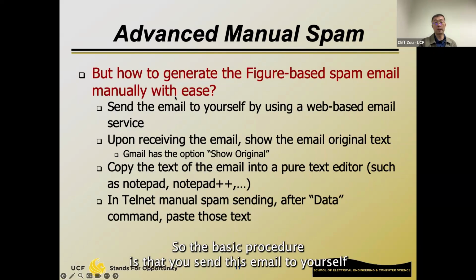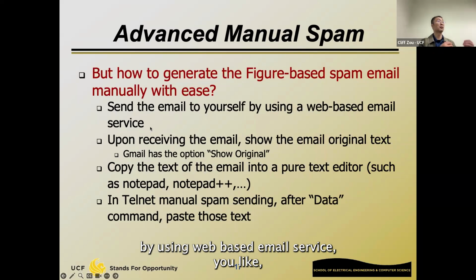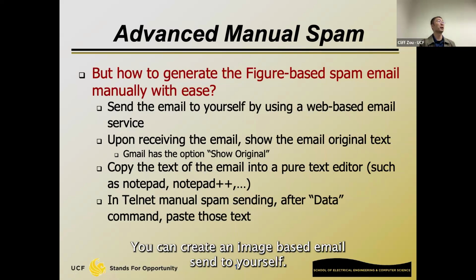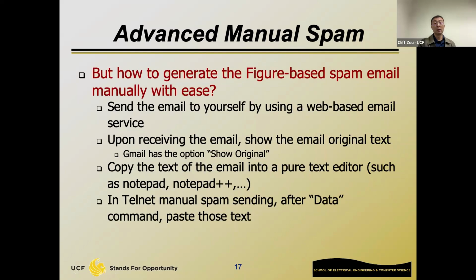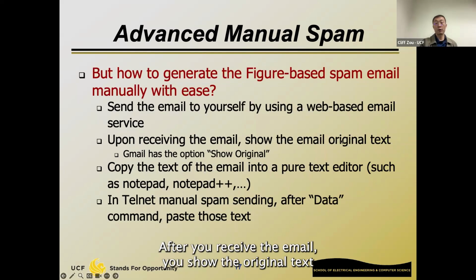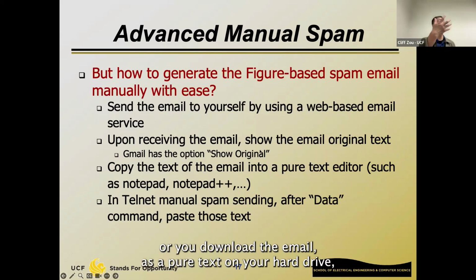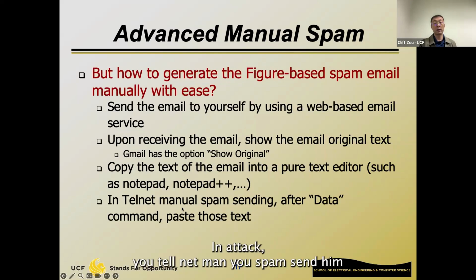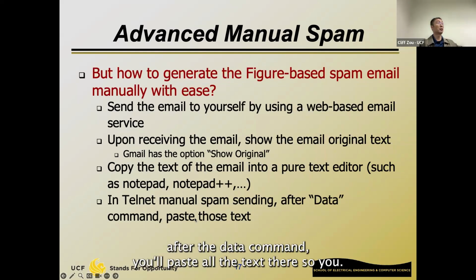So the basic procedure is that you send this email to yourself using a web-based email service. Then, on your UCF account or Gmail account, you can create an image-based email and send it to yourself. After you receive the email, you show the original text or download the email as pure text on your hard drive. You copy the text of the email into a pure text editor. In a telnet manual spam sending, after the DATA command, you paste all the text there.